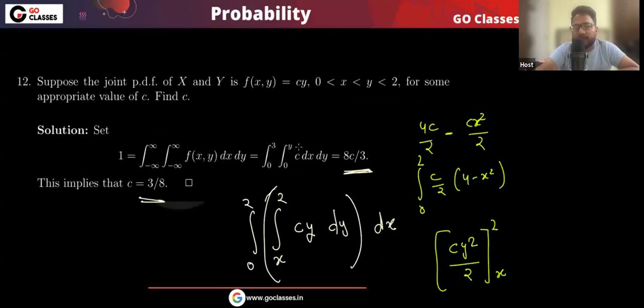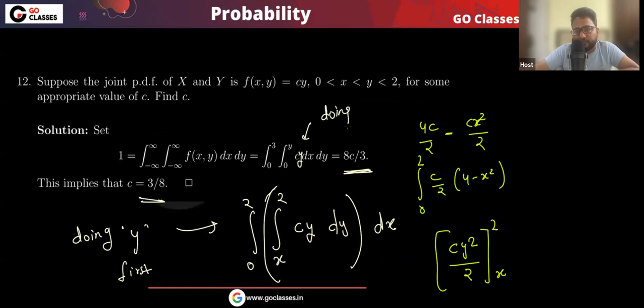You can even interchange the limits. So that's fine. So here we are integrating over y first. Here, I think there is some typo. This is c into y, right? So here we are doing x first. Understood?